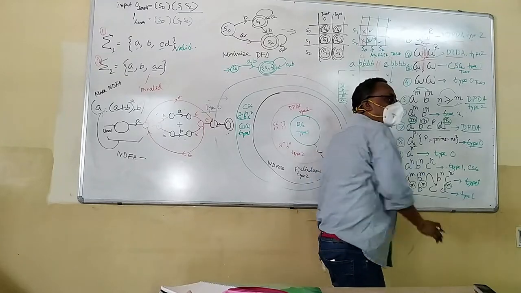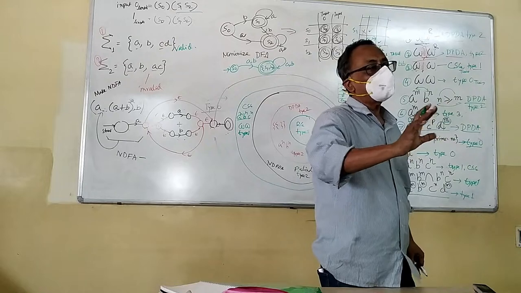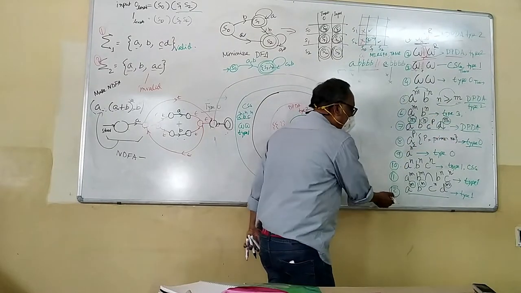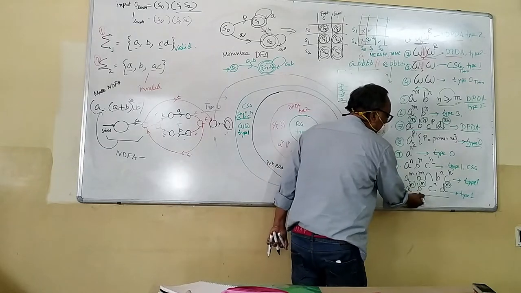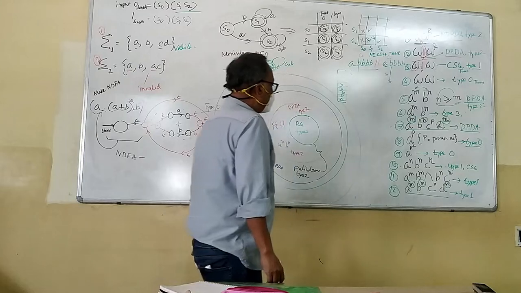Intersection of regular languages are regular languages. Intersection of context sensitive grammars are not context sensitive. This one. X is bar N, B is bar N, again, G is bar N, what is the speed of it? How they are called?